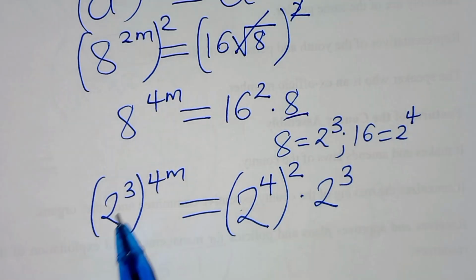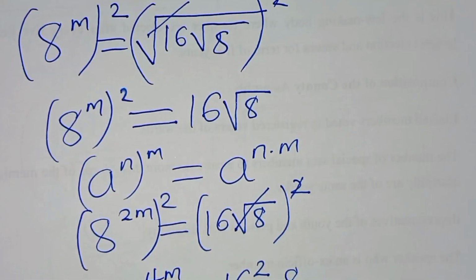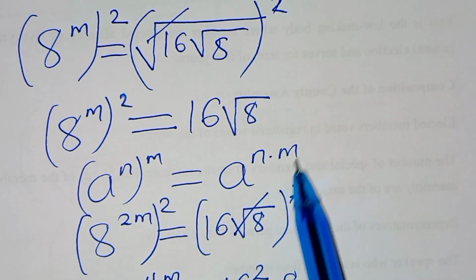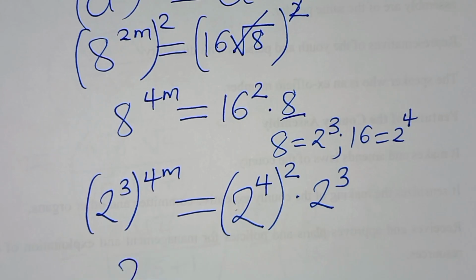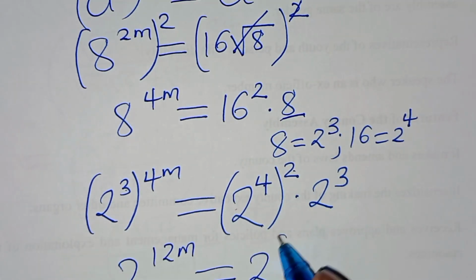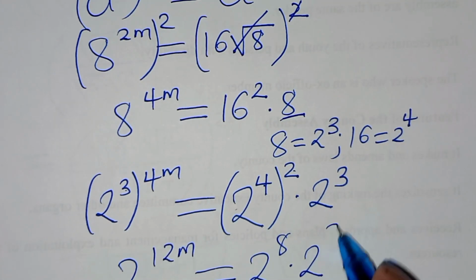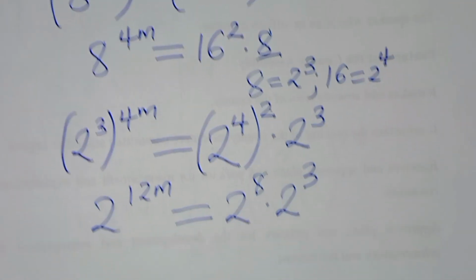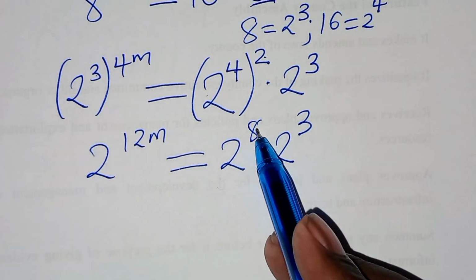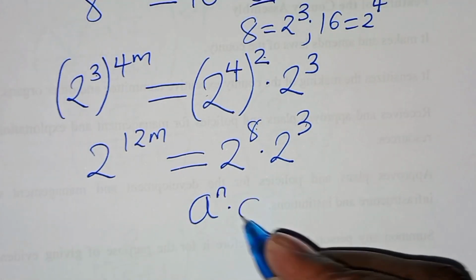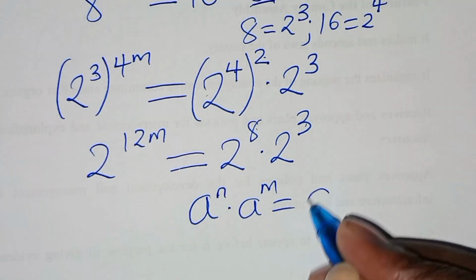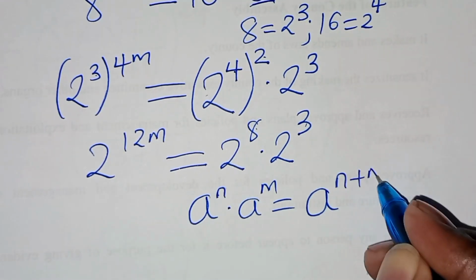So now, applying this property that a raised to power n raised to power m will transform into this, here we'll have 2 to power 3 times 4, this is 12m. Then this is equal to 2 to power 4 times 2, here is 8, times 2 to power 3. But now 2 to power 8 times 2 to power 3 is in the form of a to power n times a to power m, which we can transform as a raised to power n plus m.